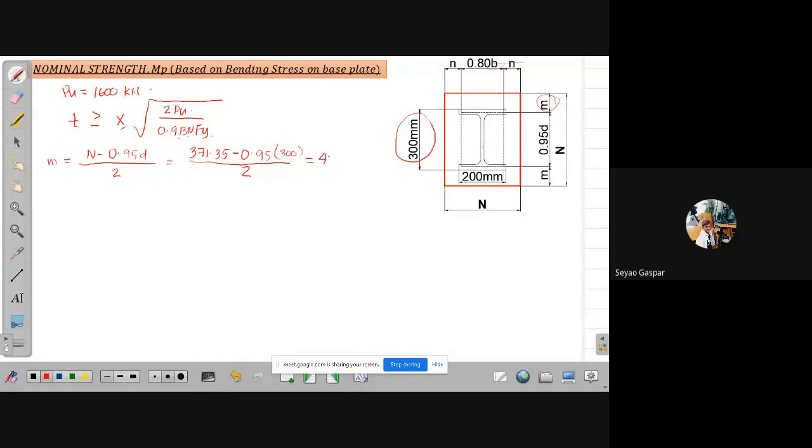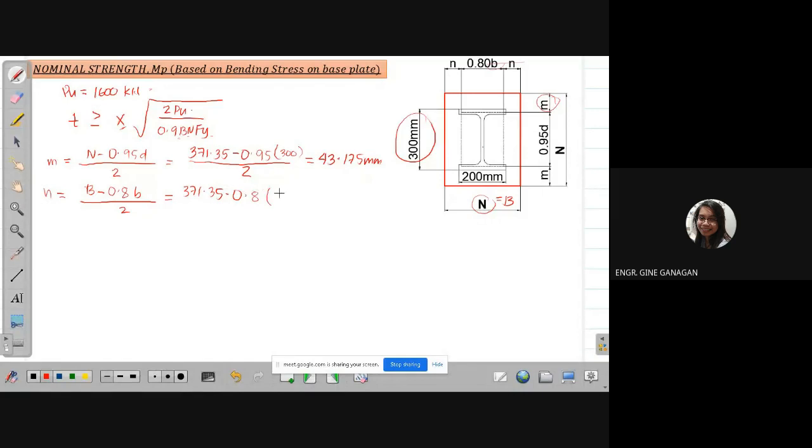43.175, ma'am. Okay, that is 43.175. And then for N, kindly solve for the value of N. This is N also, kasi that is B square, or this is equal to B. So, pag rectangle yan, that is equal to B minus 0.8 of B over 2. Substituting yung values natin. So, kindly solve this.